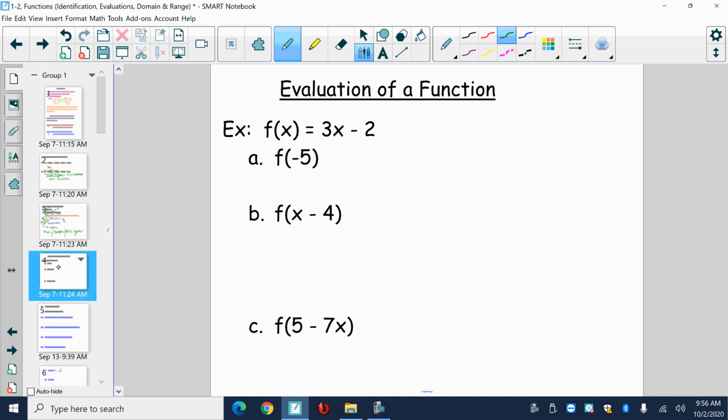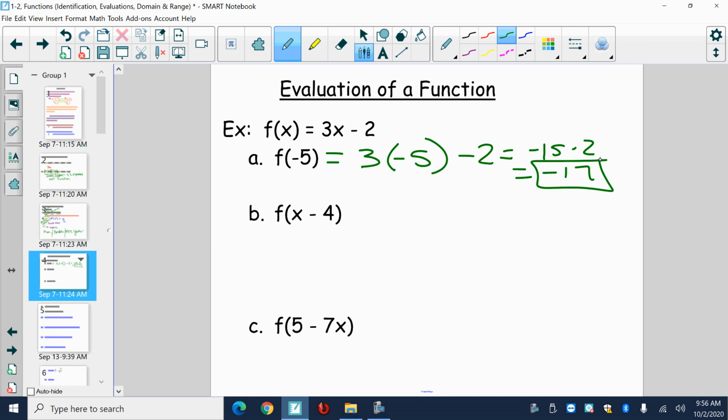I give you f of x equals 3x minus 2, and I want to know what f at negative 5 is. This is a simple plug and chug. I am plugging in and replacing x with negative 5. So this gives me negative 15 minus 2, which is negative 17. So what this literally means is that you have the ordered pair negative 5, negative 17, which is really something your brain needs to grasp.